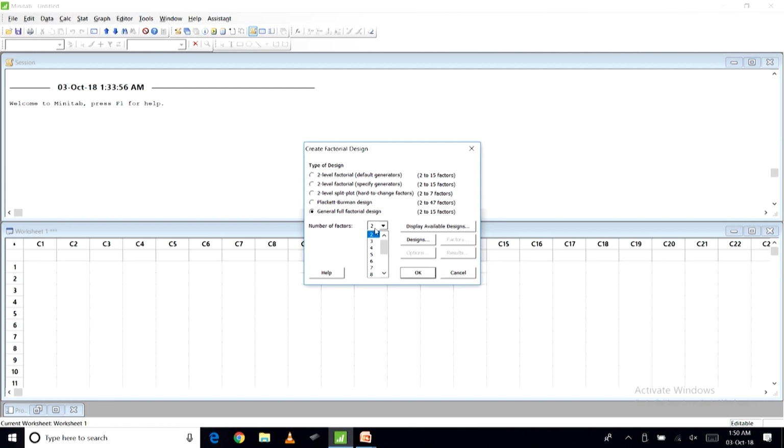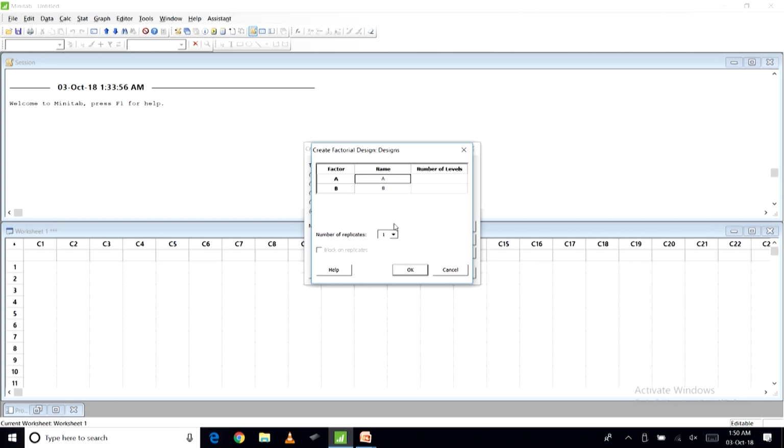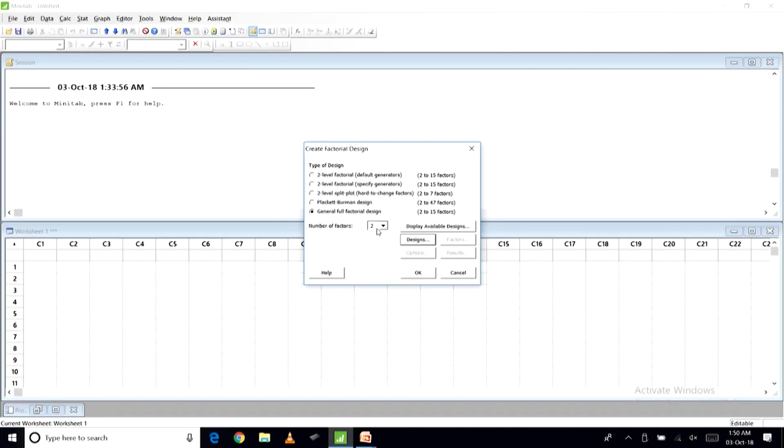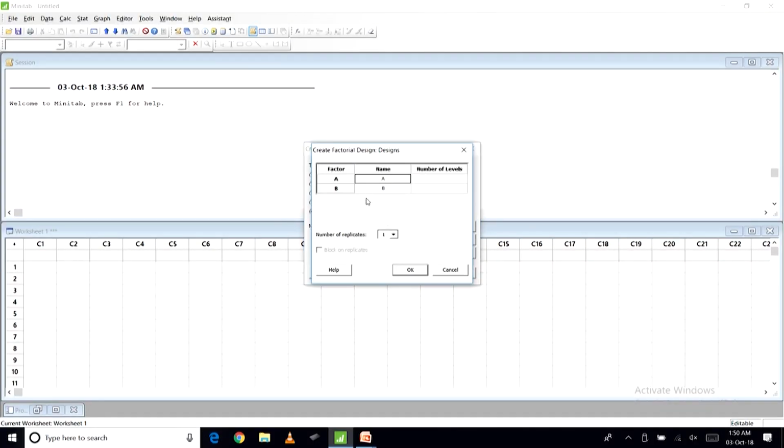So, we know that the number of factors is 2, because the first is how stocks are traded and the second is how the stakeholders or stockholders are informed, right. So, number of factors 2, go to design. So, you will get this design, right.